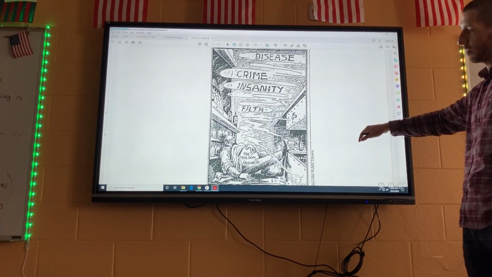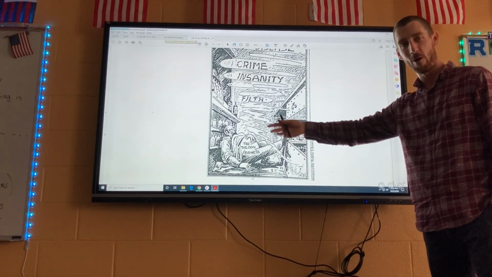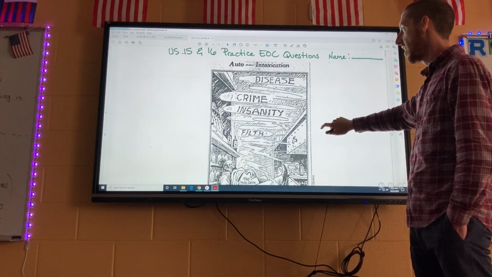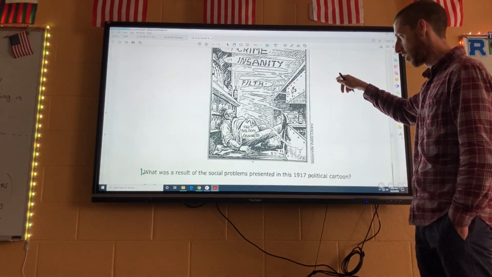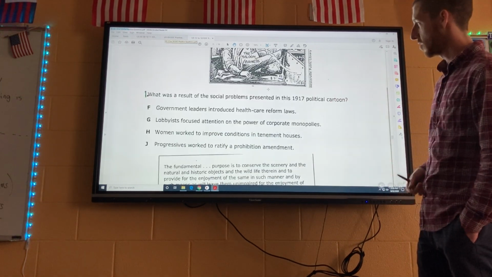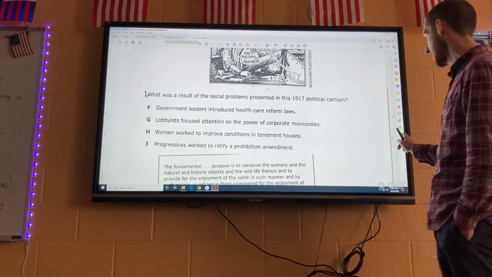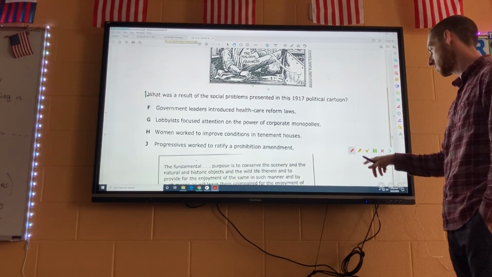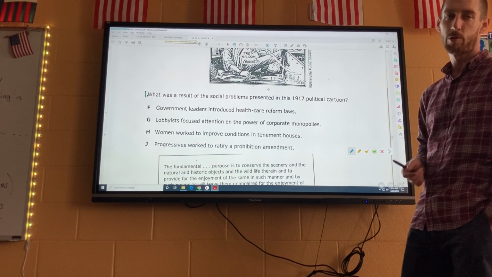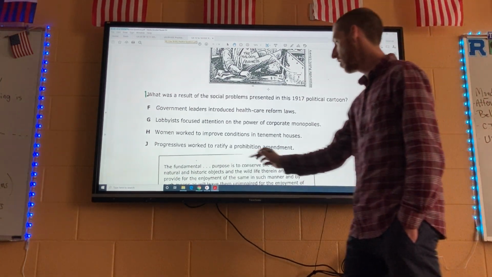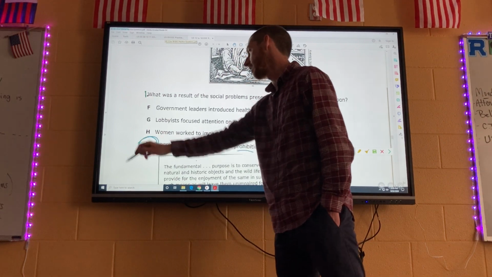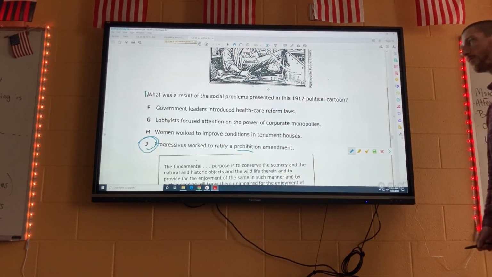All right, so look, the saloon business, so a bar, an alcohol place, okay? Auto intoxication, disease, crime, insanity, filth. What was the result of the social problems presented in this 1917 political cartoon? Well, what are progressives trying to get rid of? Alcohol. What's another word for making alcohol illegal? Prohibition. So J. Very good. So that one's pretty easy too.